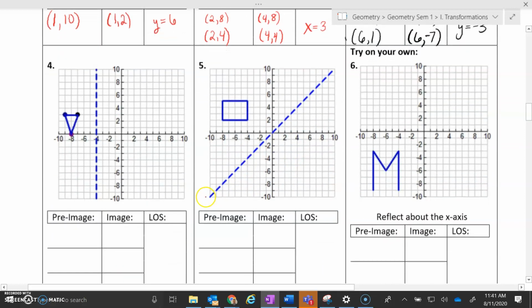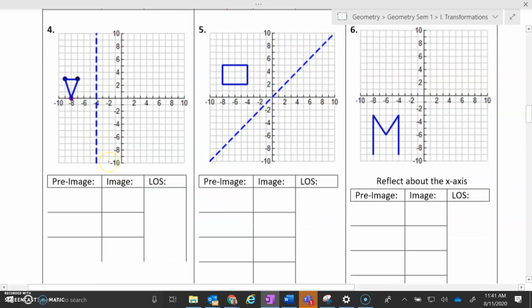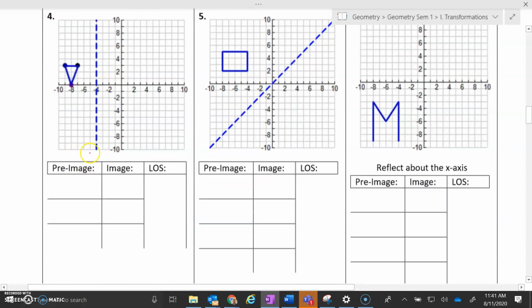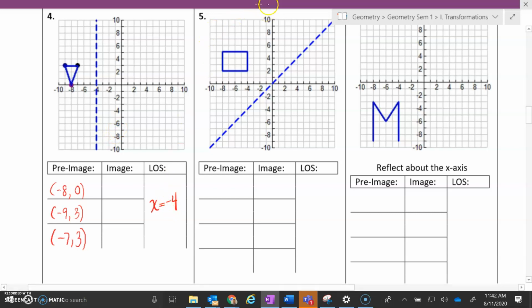All right, so what if we have to do a triangle? Well, if we have to do a triangle, we're going to do it just like we did the line segment, except we're going to have to do 3 points instead of just 2. Okay, so we're going to take our pre-image points. I'll start off with the -8, 0, the -9, 3, and the point at -7, 3. And I know that my line of symmetry is at x equals -4. And then we're just going to translate this thing over. I said translate, reflect this thing over.